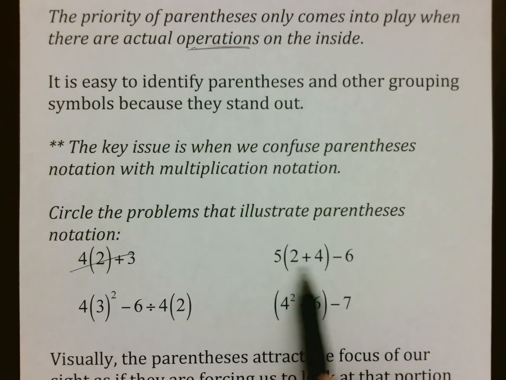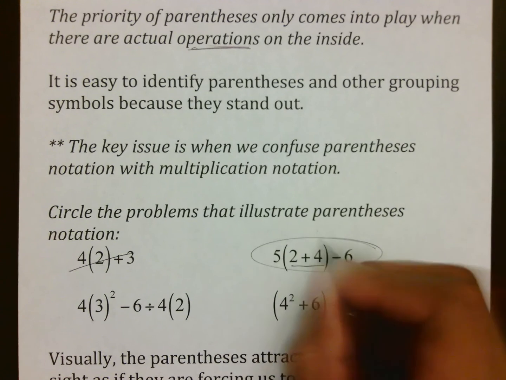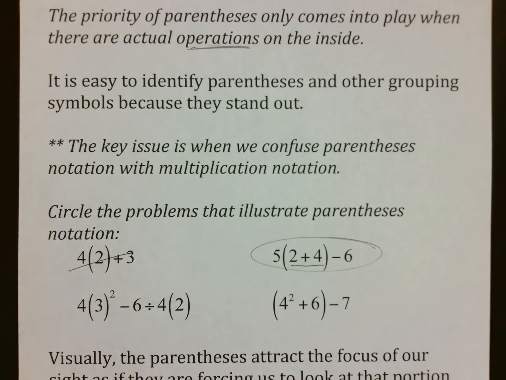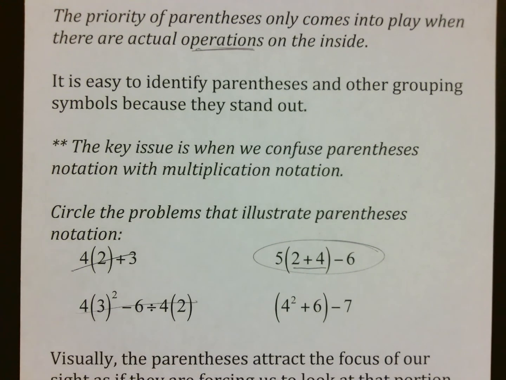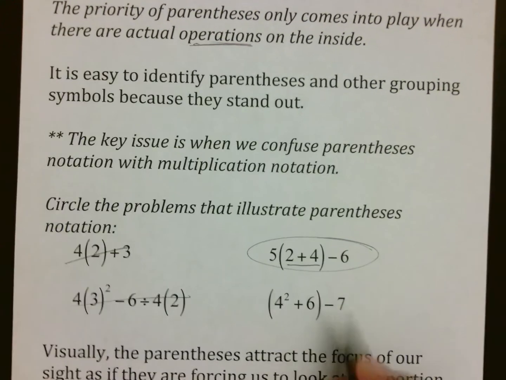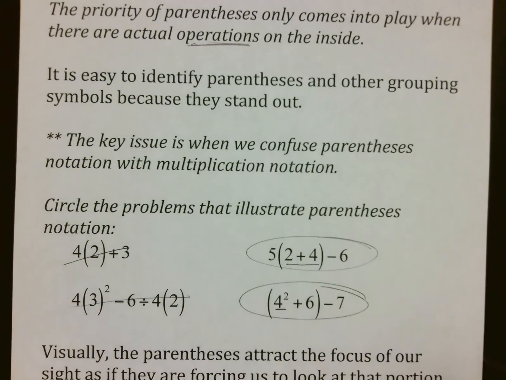In this problem, is there anything that can be worked out in the parentheses? Obviously you can do your 2 plus 4. So that does represent your parentheses, the P portion of your order of operations. When you look here, yes, there is a squared, but in terms of what's on the inside, there's nothing here that needs to be worked out. There's also nothing in here that needs to be worked out. That is not parentheses notation, that is just multiplication. But when you look at the last one, there's a squared, there's a plus. That does represent parentheses notation.